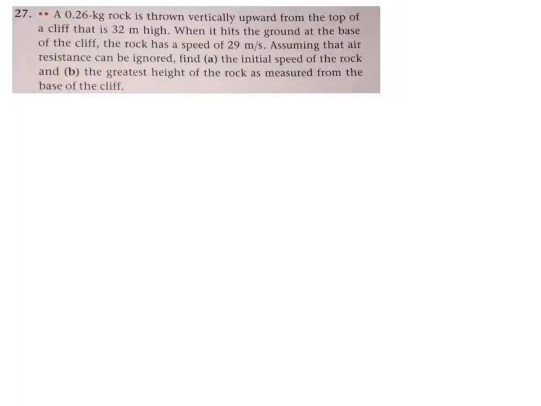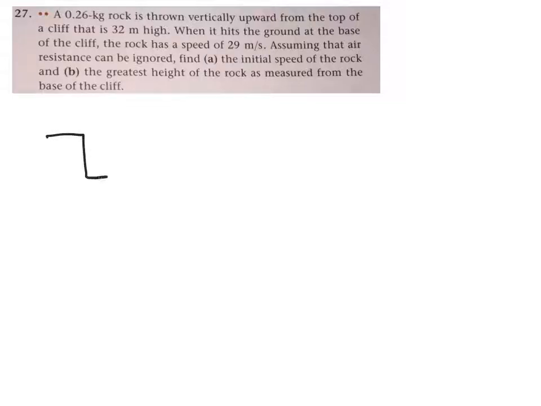Chapter 8, number 27. A 0.26 kilogram rock is thrown vertically upward from the top of a cliff that is 32 meters high. When it hits the ground at the base of the cliff, the rock has a speed of 29 meters per second. Assuming that air resistance can be ignored, find the initial speed of the rock and the greatest height of the rock as measured from the base of the cliff. So, here we're going to do this almost certainly as an energy conservation.